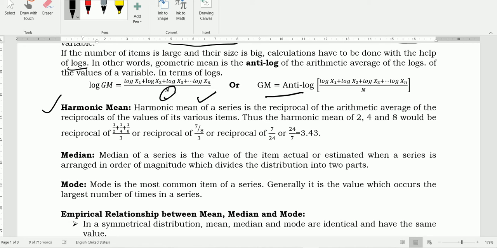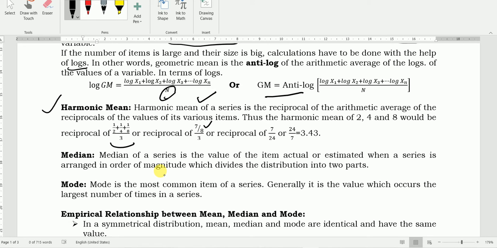Thus, the harmonic mean of 2, 4, and 8 would be the reciprocal of 1 by 2 plus 1 by 4 plus 1 by 8, divided by 3, or 7 by 8 by 3. So it will be like this. You may be wondering how it is calculated.